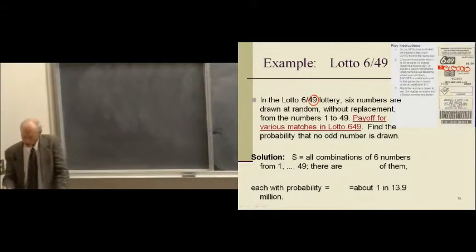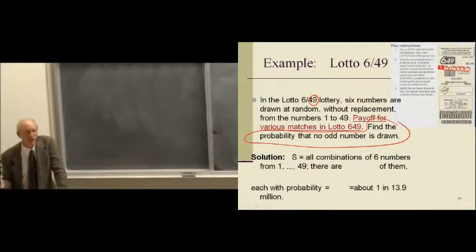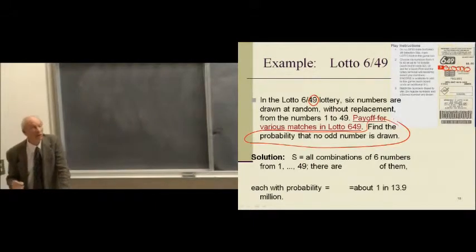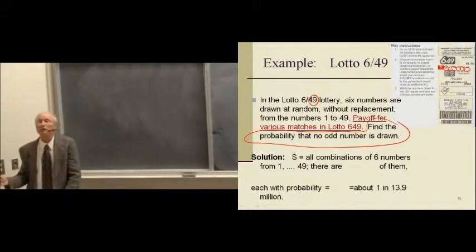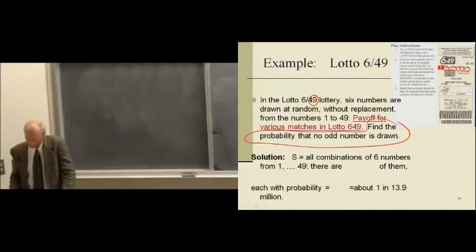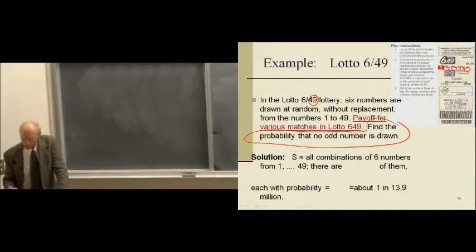So the question I'm asking here is not so much the probability that you win, but the probability, say, that no odd number is drawn. In fact, they perform all sorts of tests on the lottery numbers in order to see whether or not they are random or whether they're drifting away from random over time. The sample space in this case consists of all combinations of 6 numbers. The order in which they come out doesn't matter.